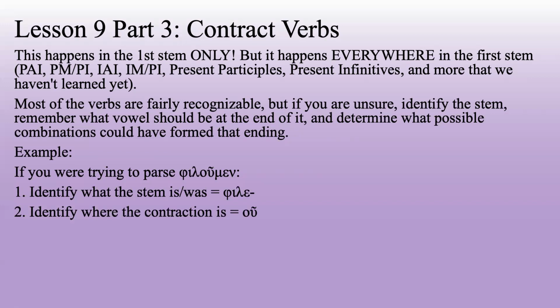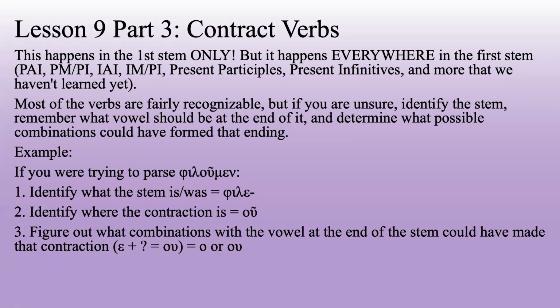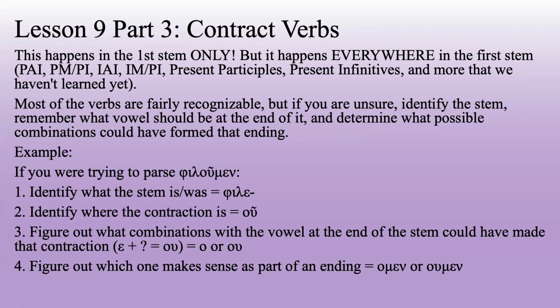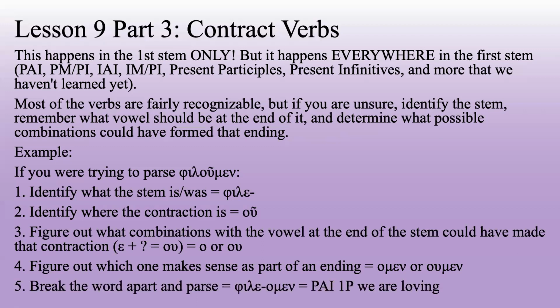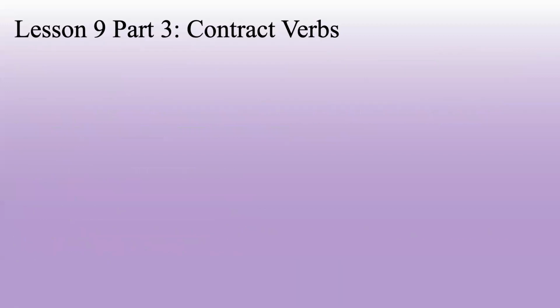All right, where is the contraction? The contraction is ou. What combination with the vowel at the end of the stem could have made that contraction? Epsilon plus what equals ou? Well, either epsilon plus omicron equals ou or epsilon plus ou equals ou. Figure out which one makes sense as part of an ending. What's an ending we know? Do we know an omen ending or do we know an oumen ending? Oh, we know an omen ending. Of course we do. Now break the word and parse it. So we had phile and we had omen. Oh, present active indicative first person plural. We are loving. Not too hard. You just have to break down the pieces.